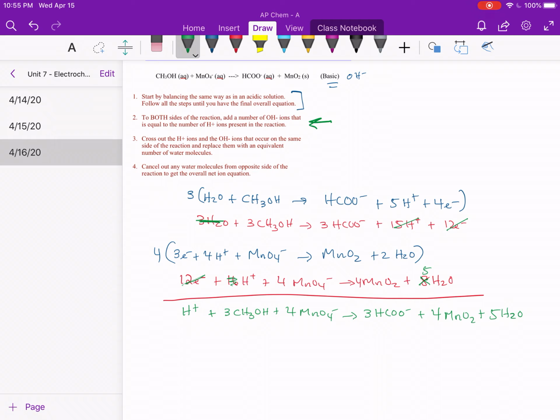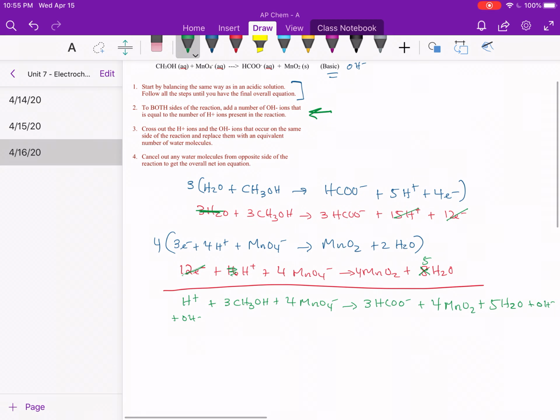So now we see we only have 1. So over here, I'm going to add an OH minus. But what I do to one side, I have to do the other. So I'm going to add that OH minus here. Now I put it underneath the H plus over here because the next step is to cross out the H plus and the OH minus ions that occur on the same side and replace them with an equivalent number of water molecules. So if I have an H plus and an OH minus, hopefully that makes sense that it becomes an H2O, right? And so those things go away, and now I have this.